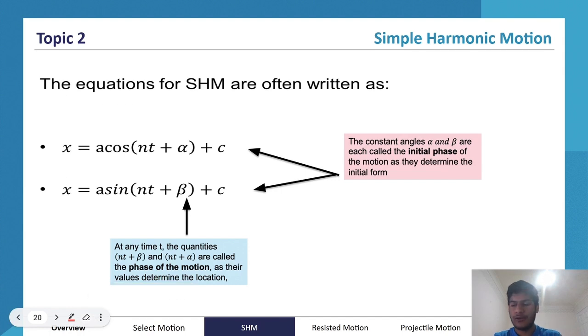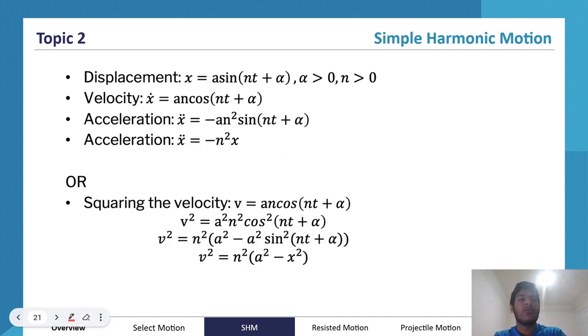Okay, moving on. When we start with our displacement as x equals a sine nt plus alpha, we'll drop the c for now because it doesn't really do much other than dictate where the center is. Our velocity expression, if we take the time derivative, is just going to be a n cos nt plus alpha. Just take the derivative with respect to t, and the thing inside the brackets is linearly dependent on t. So taking the derivative of nt plus alpha is just n, stick that out at the front by chain rule, so we end up with a n cos nt plus alpha.